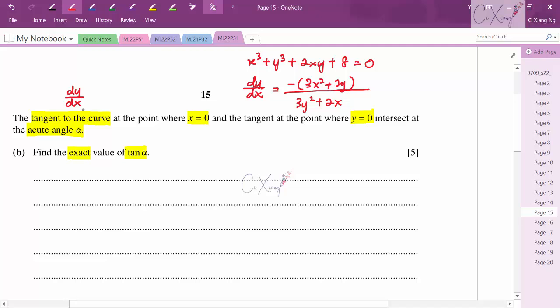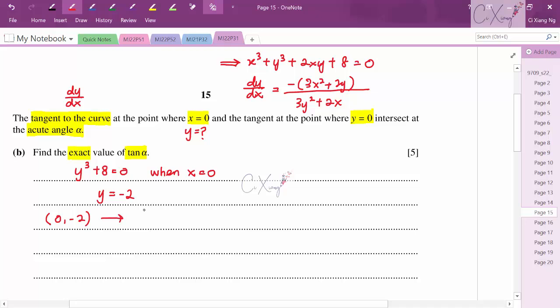When they say tangent to the curve means dy/dx, and also when x equals 0, that means there's a certain point, and we want to get the dy/dx at this point. So when x equals 0, we need to know the value of y. Therefore, we substitute x equals 0 into the original equation. We have y^3 + 8 = 0 when x equals 0, and the value of y that I get here is negative 2.